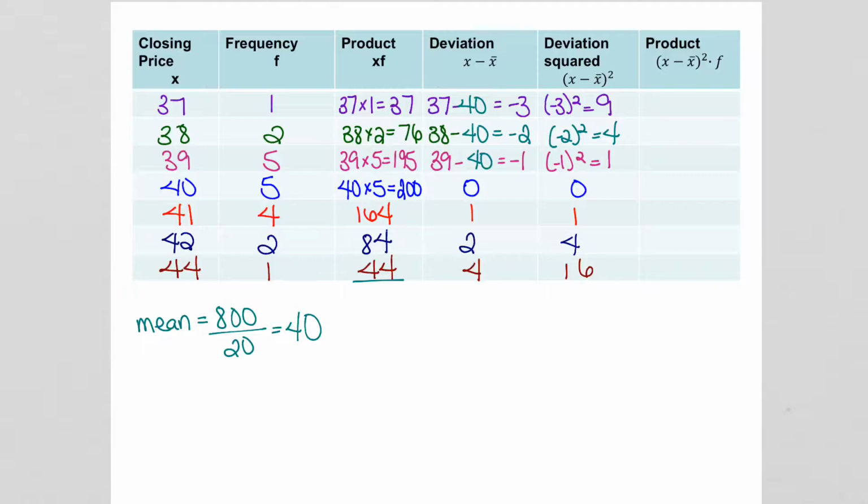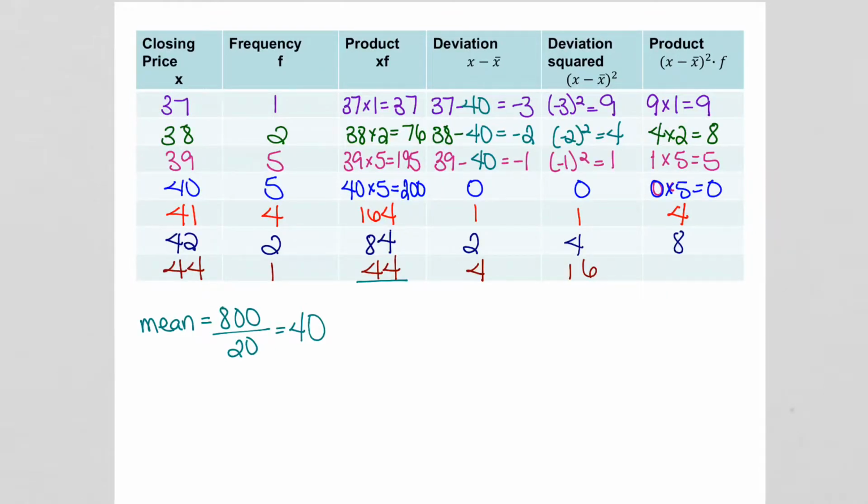Next step, take that number and go back and multiply it by the frequency. So we have 9 times 1 is 9. 4 times 2 is 8. 1 times 5 is 5. 0 times 5 is 0. 1 times 4 is 4. 4 times 2 is 8. And 4 squared, 16, times 1 is 16. Then we add them all. And that gives us 50.